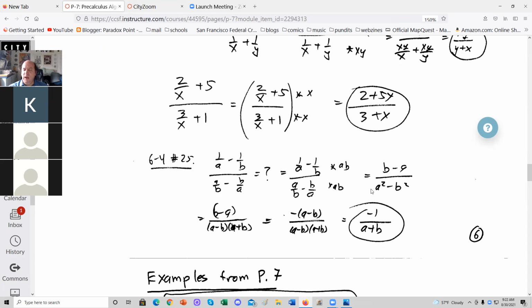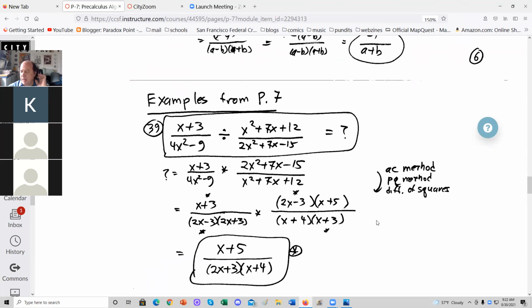So we have b minus a over a squared minus b squared. Now the denominator factors to a minus b times a plus b. That's underneath b minus a. Now this b minus a and a minus b are not quite the same. They're opposites. If we flip this, b minus a, we get the opposite of a minus b. That divided by a minus b times a plus b. The a minus b is canceled, and we're left with -1 over a plus b.